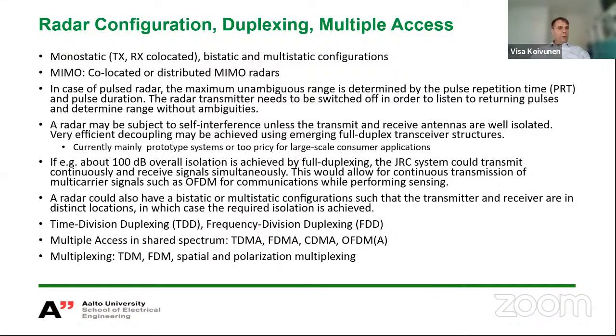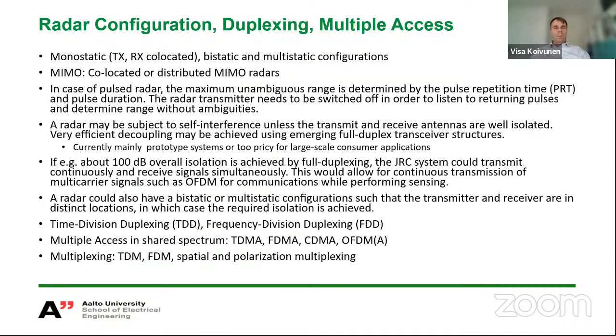And there are, of course, different radar configurations, such as monostatic and MIMO radars that may be co-located or distributed. One important thing is that you need to protect the radar from self-interference and make sure that the transmit and receive antennas are well isolated. One really promising technology for that would be full duplex transceiver structures. But for many applications right now, they're still prototypes studied in the labs, and price might also be a showstopper in some low-end consumer applications. In such cases, people might resort to bistatic structures.